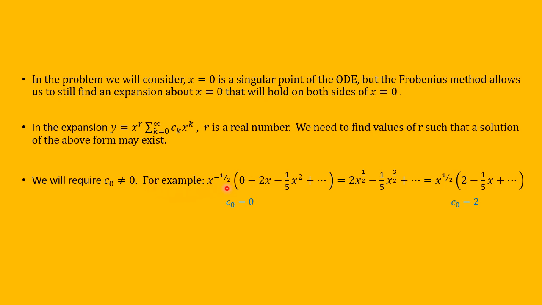For example, suppose we had x to the minus 1/2 times this series, 0 plus 2x minus 1/5 x squared, and so forth. What we can do is say, well, if I multiply this out, what I have is 2x to the 1/2 power minus 1/5 x to the 3/2 power, and so forth. And that can be also written as x to the 1/2 times 2 minus 1/5 x plus, and so forth. So if we write it this way, the C0 value, the first coefficient of the x to the 0 term right here, is non-zero. So if we have something like this, we can basically fidget with the factors that we have in front so that we start with a non-zero constant right here.